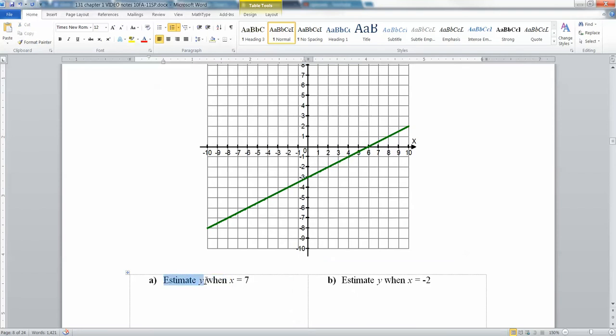So I want you to estimate y when x is equal to 7. So you go, okay, x is equal to 7. So this is the x-axis. So you go over 7. 1, 2, 3, 4, 5, 6, 7. There's 7 right there. And it looks like it's about a half, right?